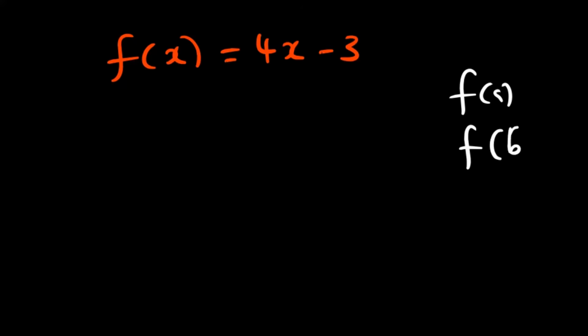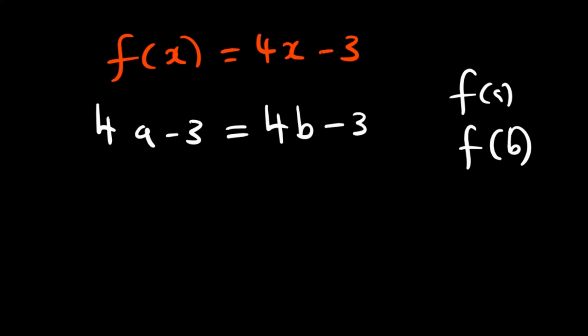f of x is equal to 4x minus 3. So now what I'm going to do is equate both of the equations. Where there is x, I'm going to put a, and where there is x, I'm also going to put b, and I'm going to equate them to see what we're going to have. So let me start with 4, where there is x, I'm putting a, minus 3. This should be equal to f of b, so it will be 4b minus 3. Now that we've got this, we just need to solve.